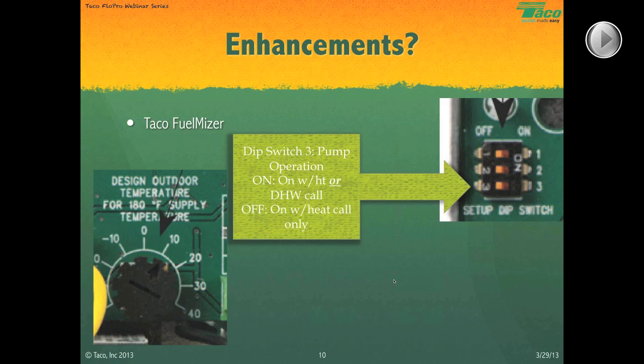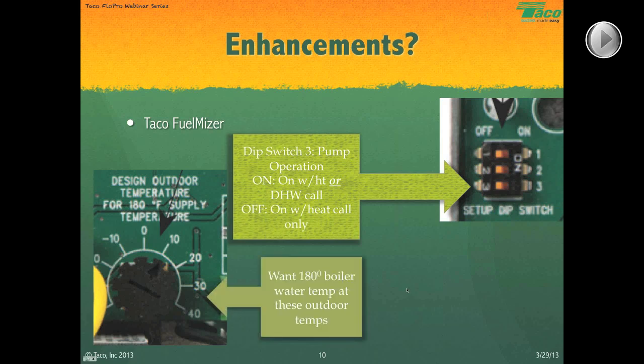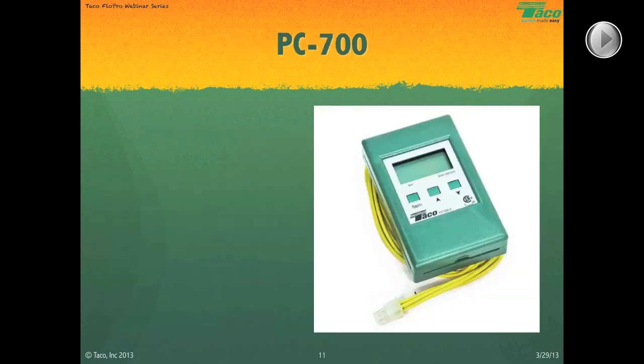If you have an indirect that's run on primary, secondary, or if the indirect has its own circulator and the primary pump only has to run for the heating demands, then you put this in the off position. That circulator would only come on during a call for heat. Is that right? Okay, and there is your fuel miser. Again, it's a nice simple way to go to add outdoor reset to an existing cast iron boiler.